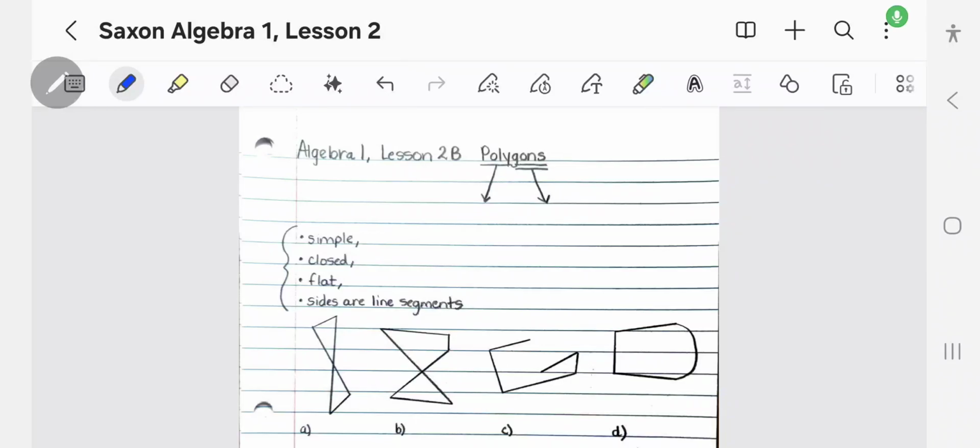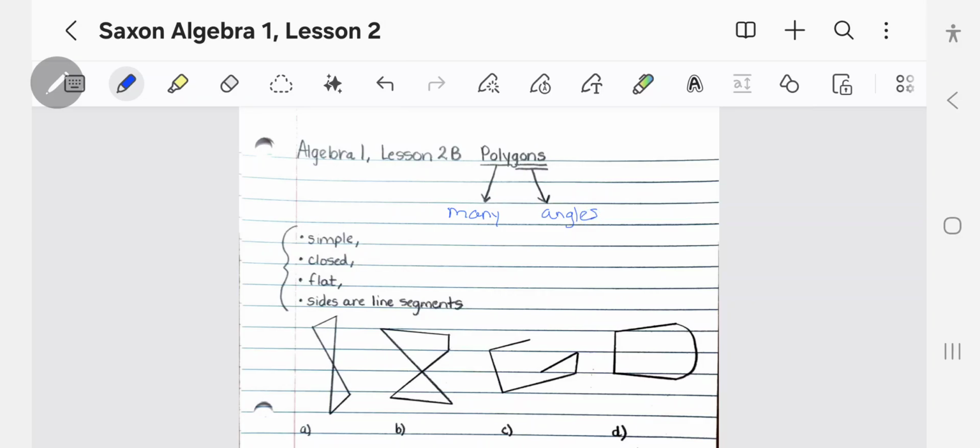This is Algebra 1, Lesson 2B. We're going to be talking about polygons. Now, the word polygon comes from Greek root words. Poly means many, and gon comes from a word that means angle. So polygons have many angles. Since it's plural, I'll say angles there.